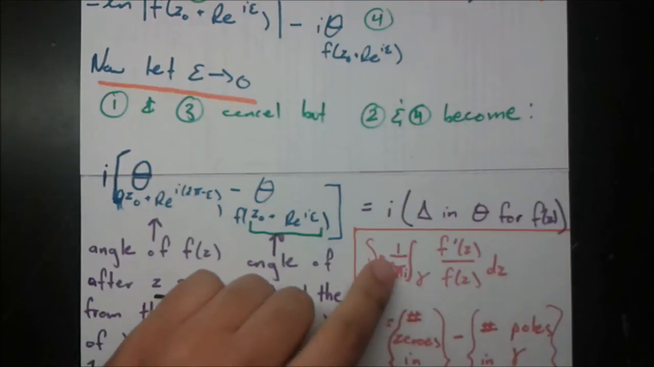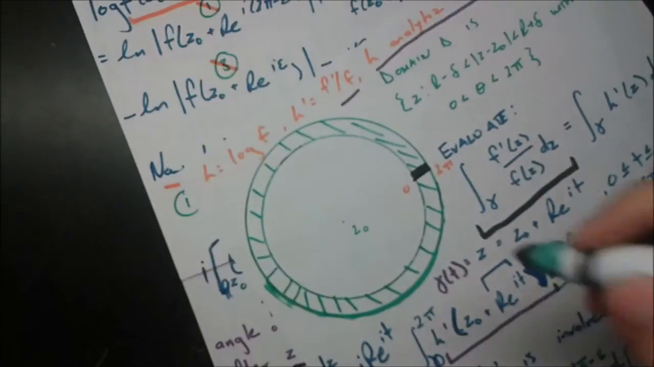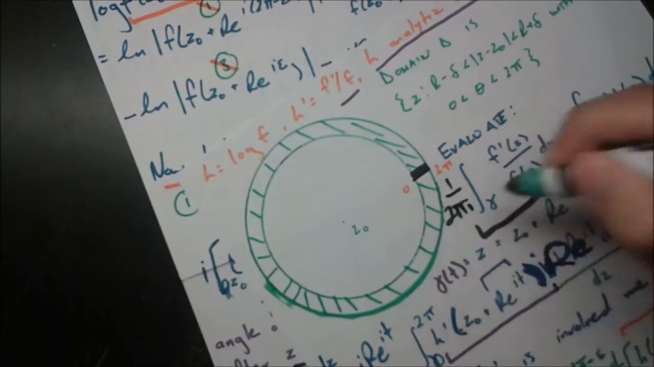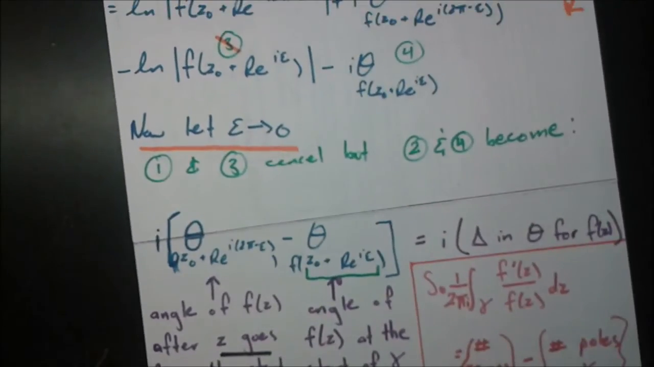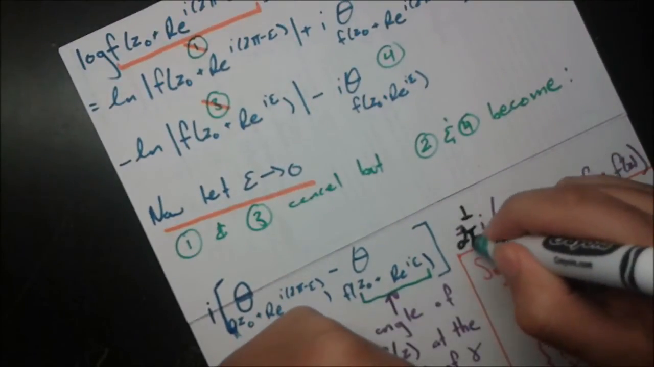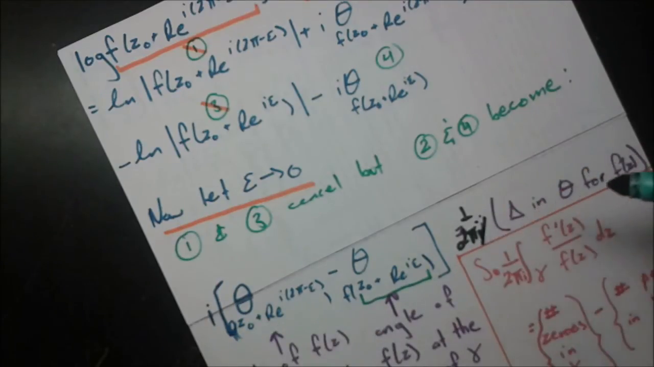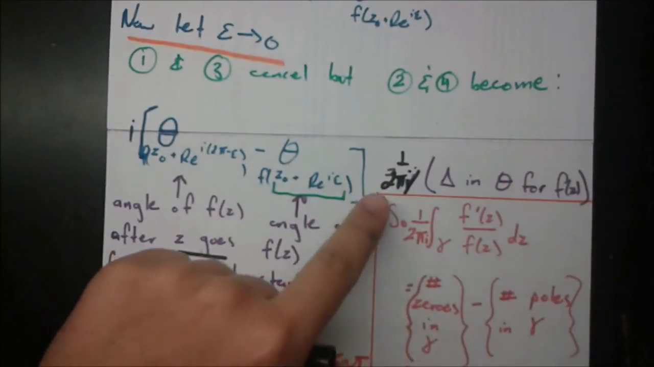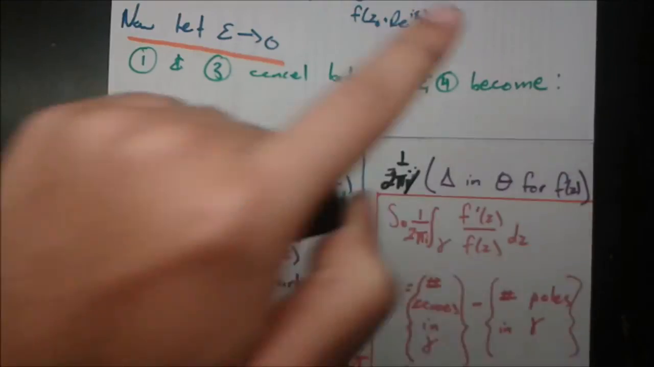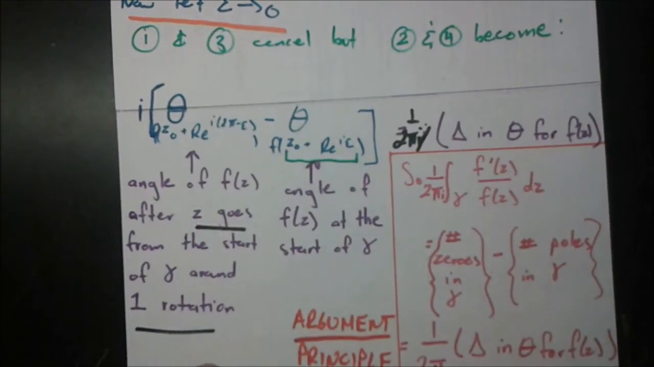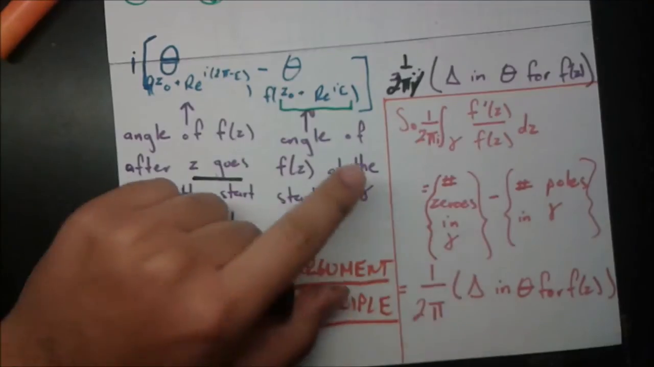So if we take 1 over 2 pi i times that integral, then these two i's will cancel out, this i being in the numerator, this one being in the denominator, and we're just left with 1 over 2 pi times the change in theta for f of z. So again, that's what we have down here: 1 over 2 pi times the change in theta for f of z.